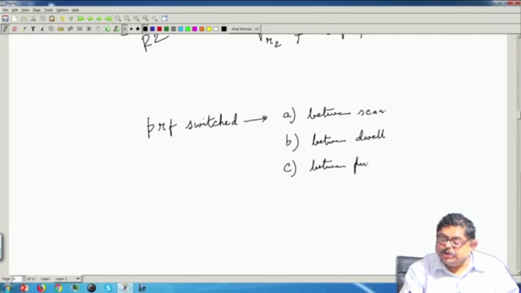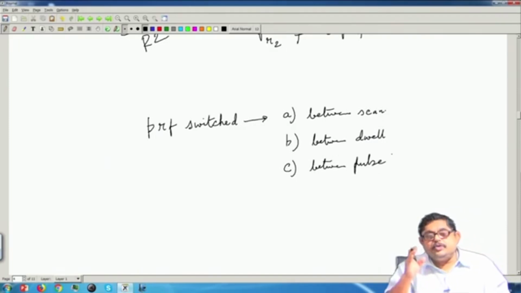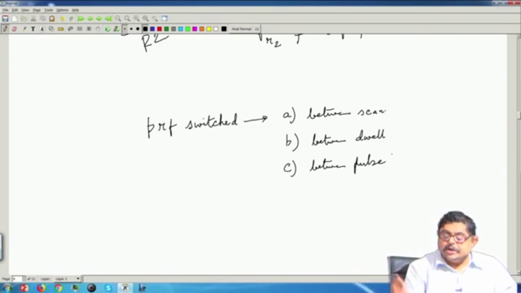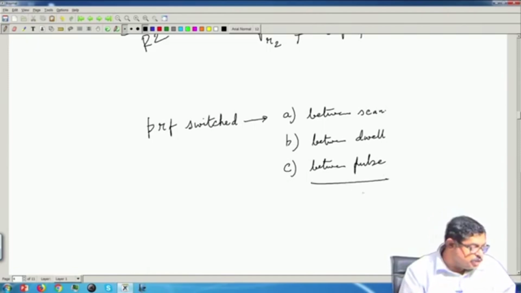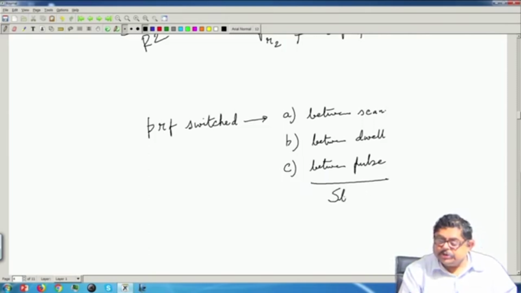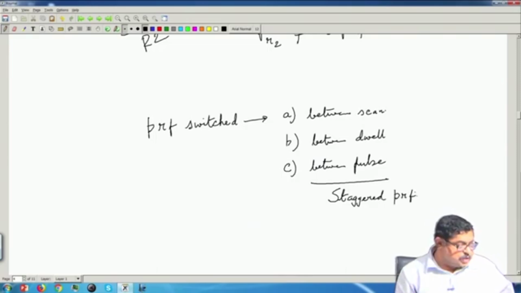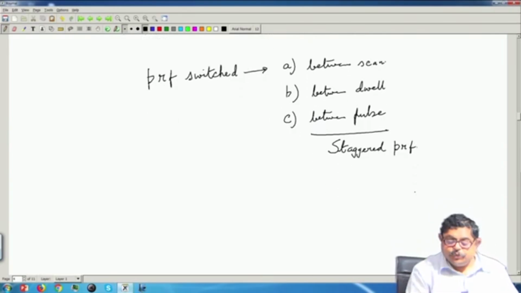Another scheme is between pulses. So, after sending one pulse with a particular PRF, the next pulse is sent with another. So, this one we will discuss, the others are similar, the concept will be the same. This is called switching PRF pulse to pulse, this is called staggered PRF.